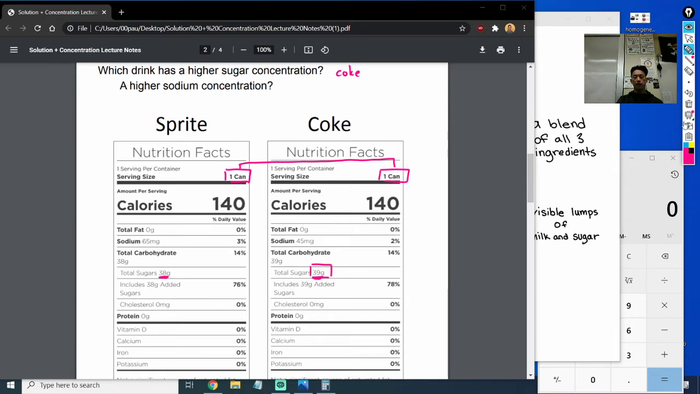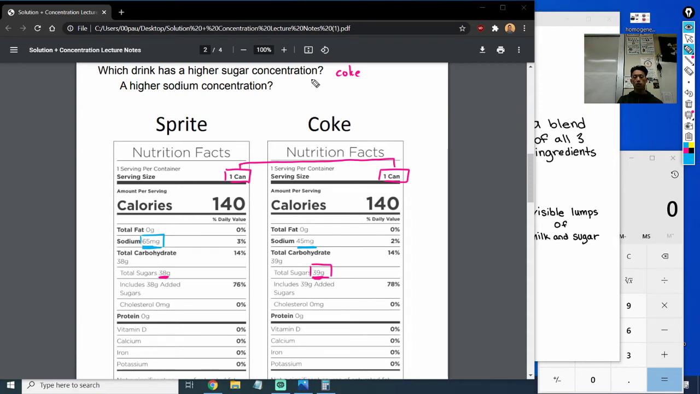Okay, but if we talk about a different type of concentration, we're talking about sodium, salt. We're going to notice Sprite has 65 milligrams of sodium. Coke has 45 milligrams of sodium. So you're going to notice that there's more salt inside the one can of Sprite than there is in the Coke.